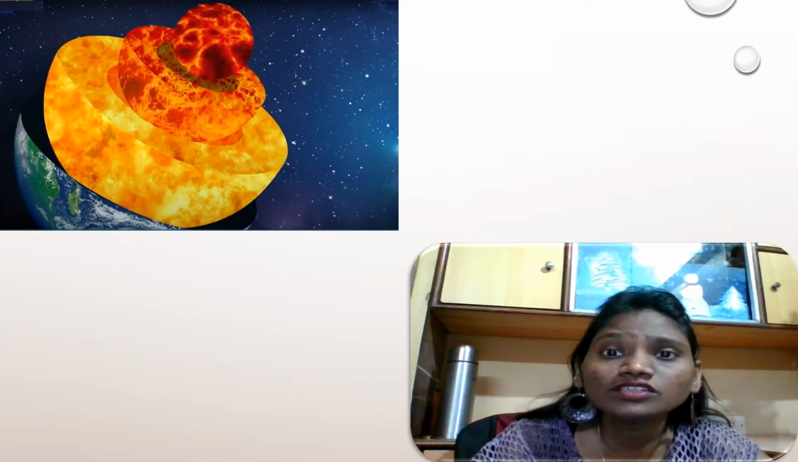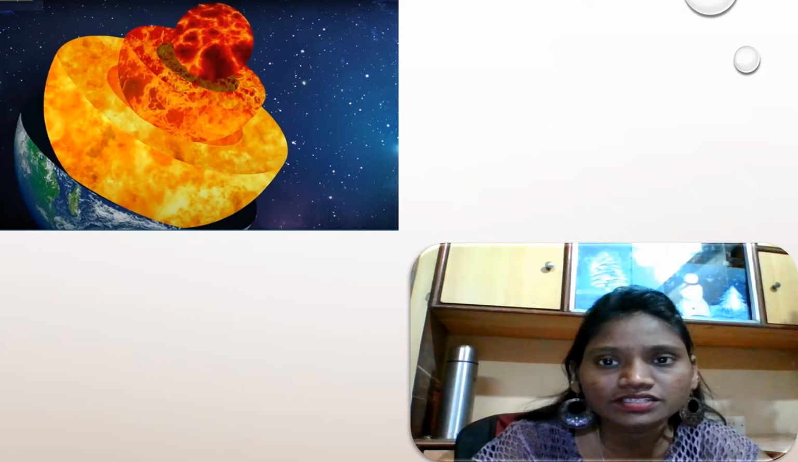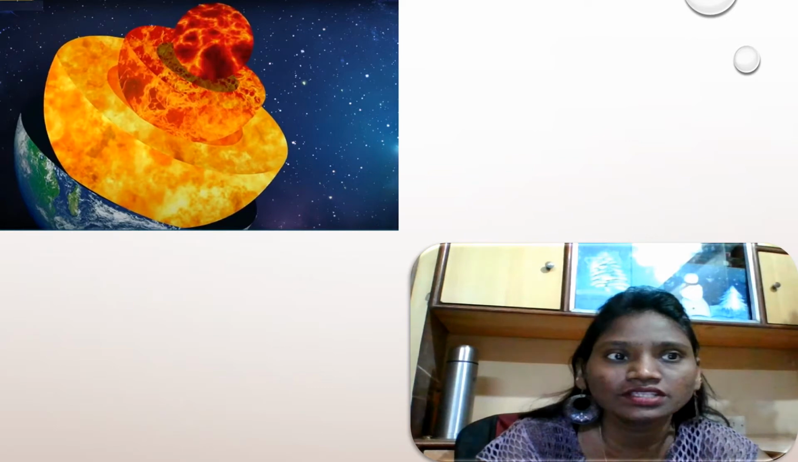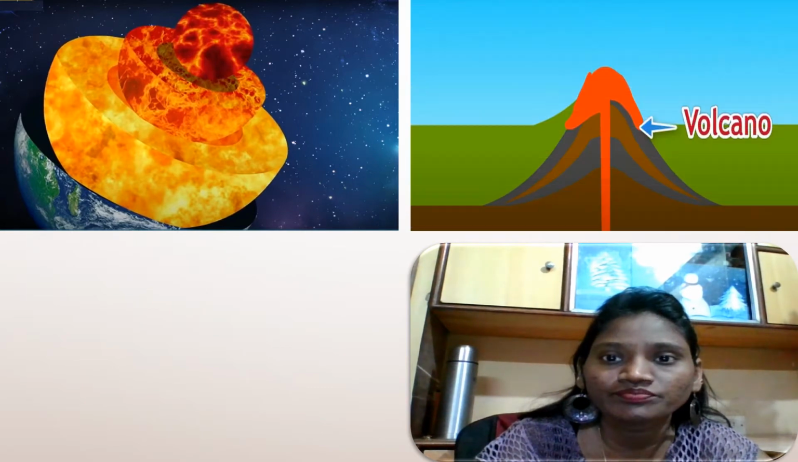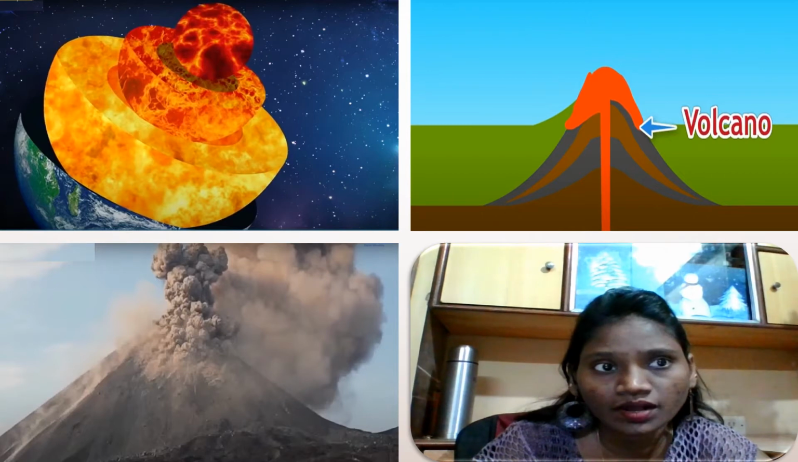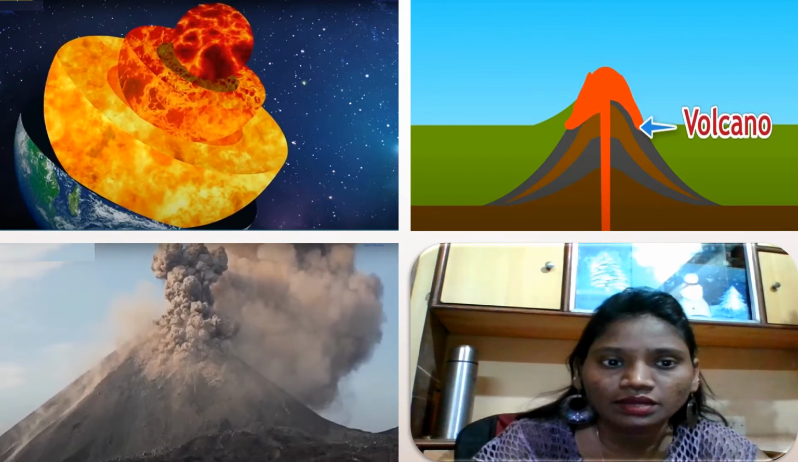The interior of the earth has very high temperature. As a result, the material in this part is in the molten state. Sometimes this material gets released through the fissures in the crust. This is called a volcano. Lava, gases, dust, ashes, etc. are thrown out during volcanic eruptions.